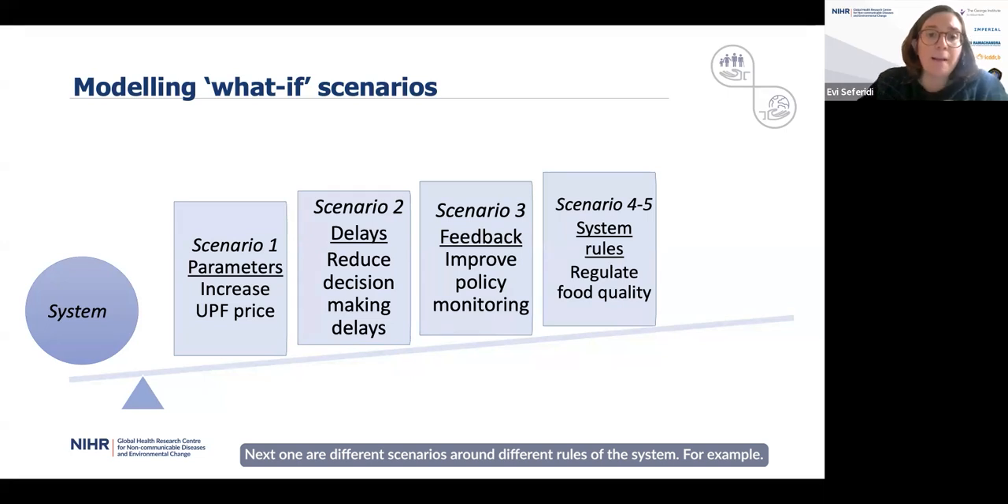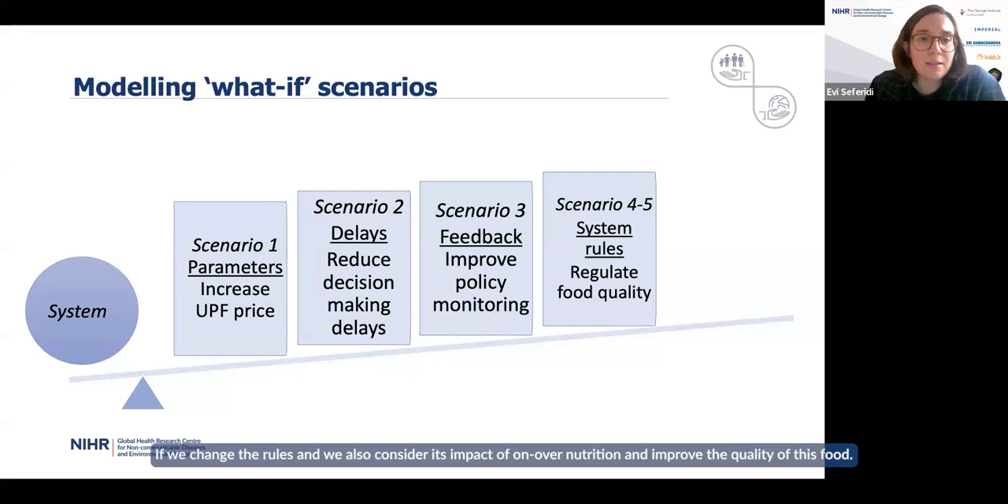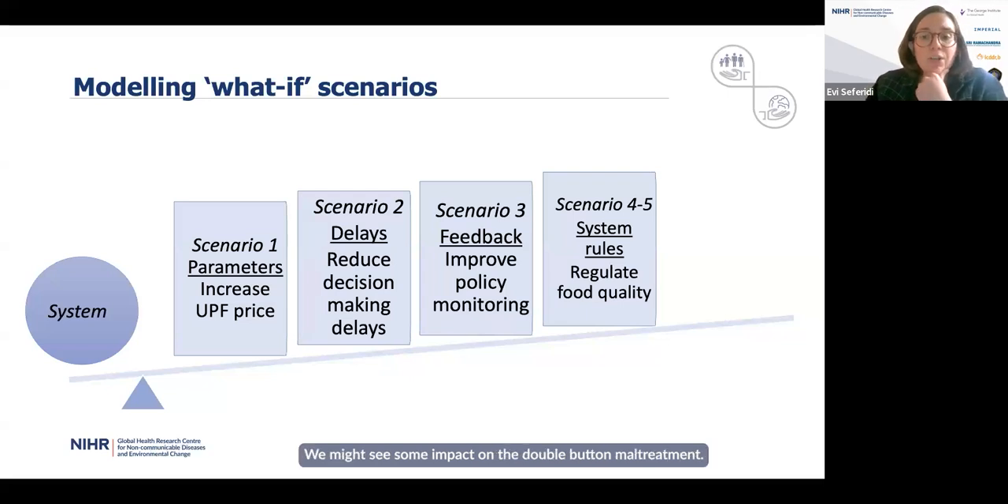For example, there are policies in Peru against undernutrition, essentially food aid policies. And the goal of these policies is to reduce undernutrition. So they don't really take into account the quality of food provided, because the main goal is to improve undernutrition. If we change the rules and we also consider its impact on overnutrition and improve the quality of this food, we might see some impact on double burden of malnutrition.